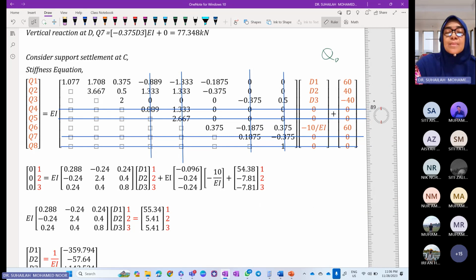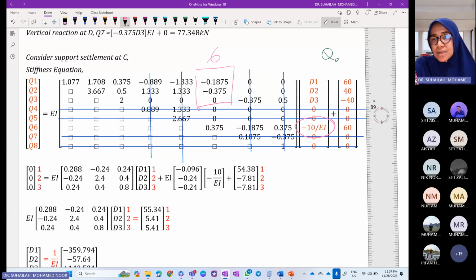That is why bila ada settlement dekat C, so sini 6, sini position 6. So value 3 ni kena include, sebab value ni kita akan kali dengan ni. That's the process. Okay, that is the real process when solving unknown displacement using stiffness equation. Previously when there is no support settlement 4, 5, 6, 7, 8, 0. That's why dia tinggal 3 by 3.